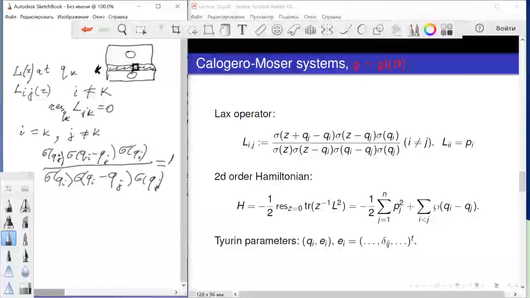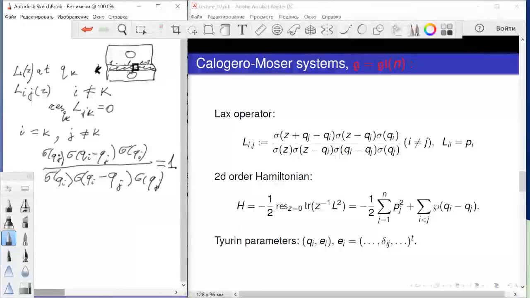We obtain 1 everywhere. So all entries of this line are 1, 1, 1, except for the diagonal one. But for the diagonal one, this formula works. Not this one, but this one. But Pi doesn't depend on Z, and so the residue is just 0.